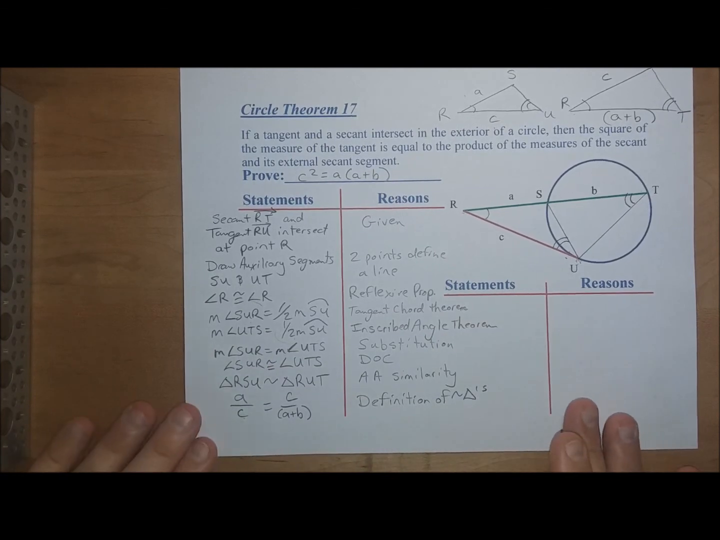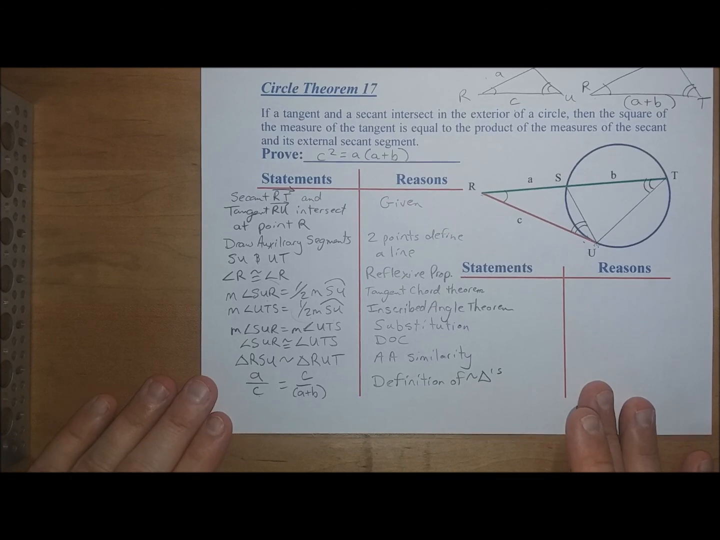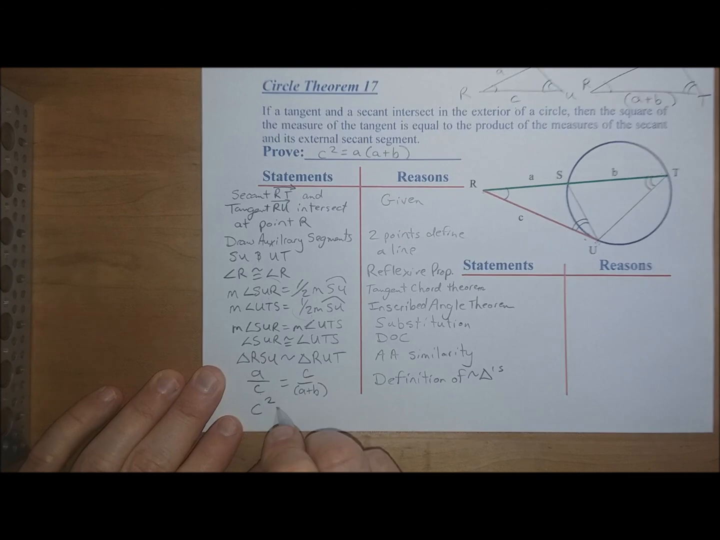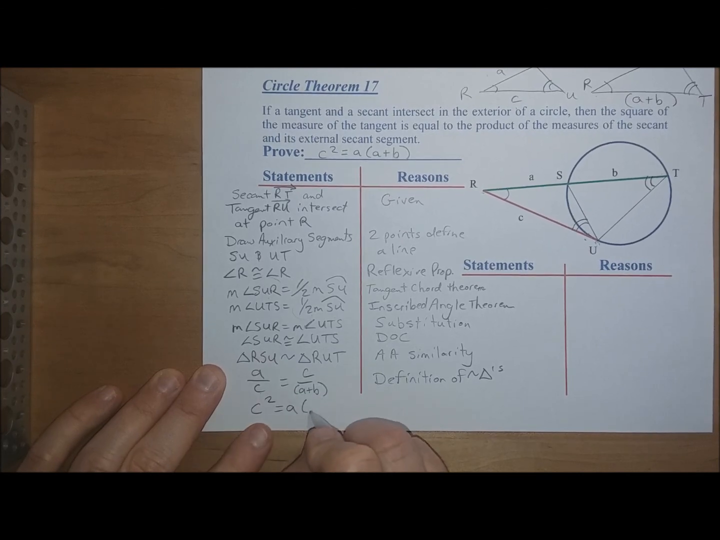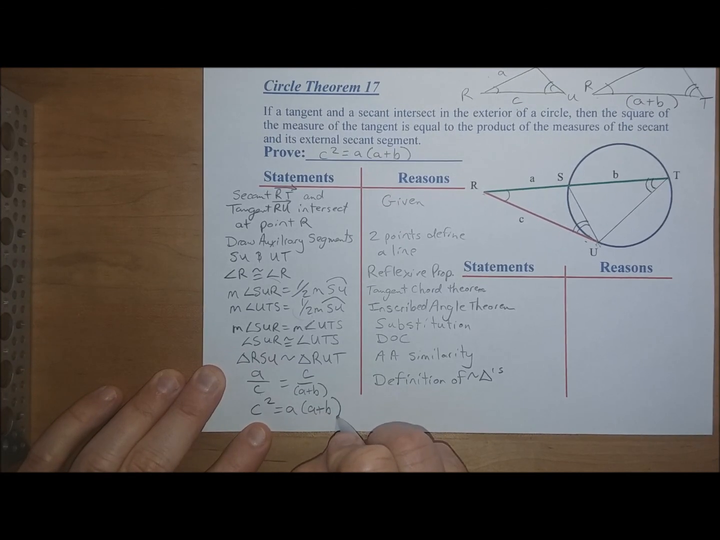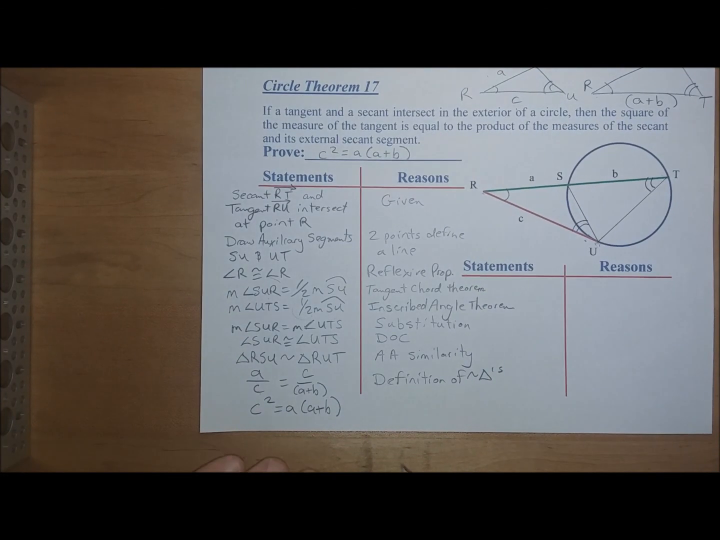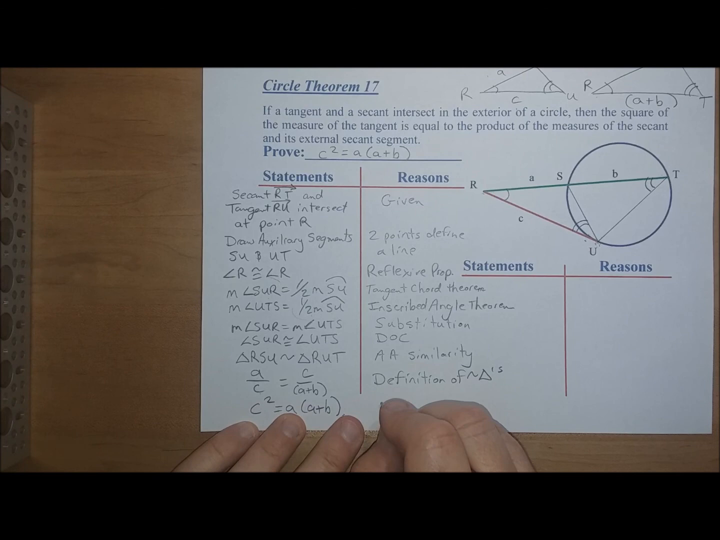Good. And from that proportion, what can I do? Those of you who love algebra know that you can drop back and cross multiply here. C times C gives you C squared equals A times A plus B. Is that what we were being asked to prove? Absolutely. This was our cross products property.